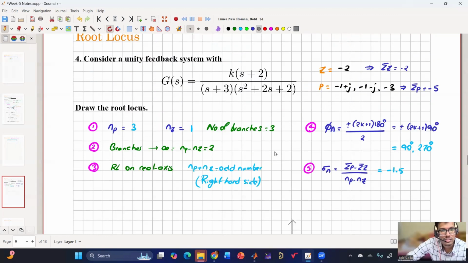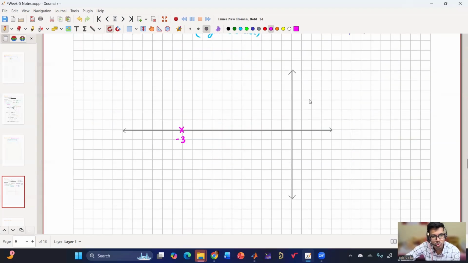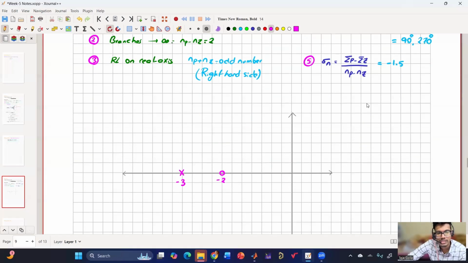And then let us draw the poles. One is at -3. So this is a -3. And then 0 is at -2. So this is 0. 0 is at -2. And then poles are at -1 plus j, -1 minus j. So this is -1. We have -1 plus j. And then we have -1 minus j. So this is basically -1, this point.